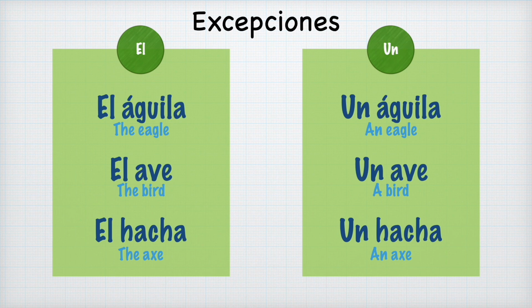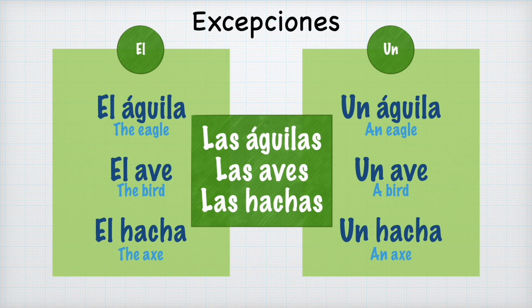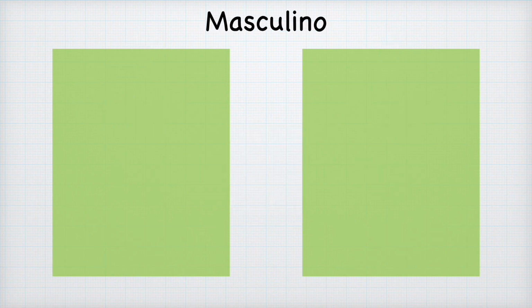As I mentioned before, in plural, we will have to use las águilas, las aves, las hachas. If you want to learn more about the stress and accent signs in Spanish words, check out my Spanish accent marks video. Let's talk about the indefinite articles.